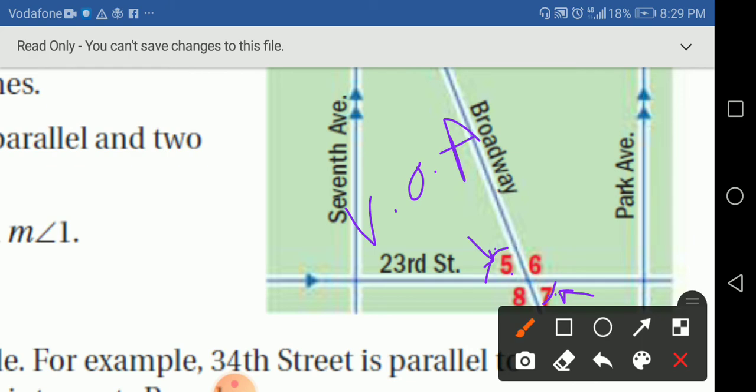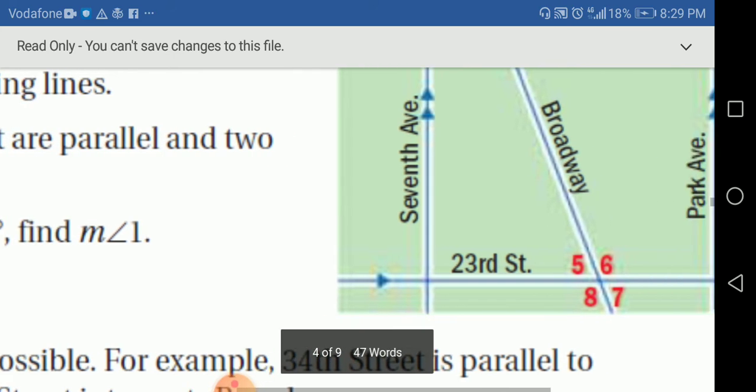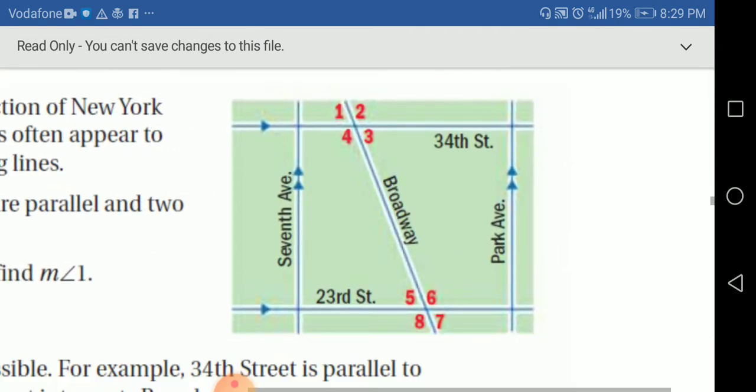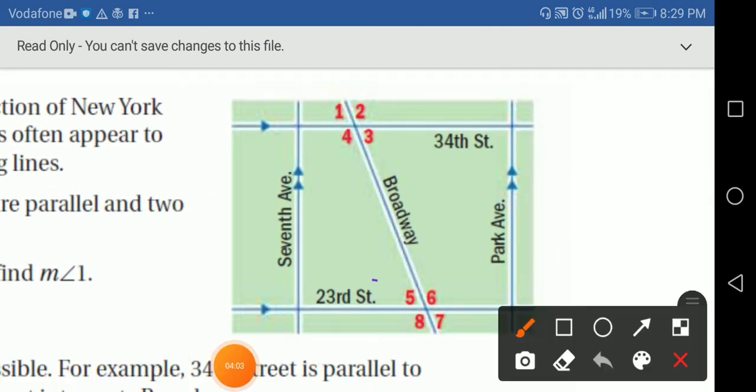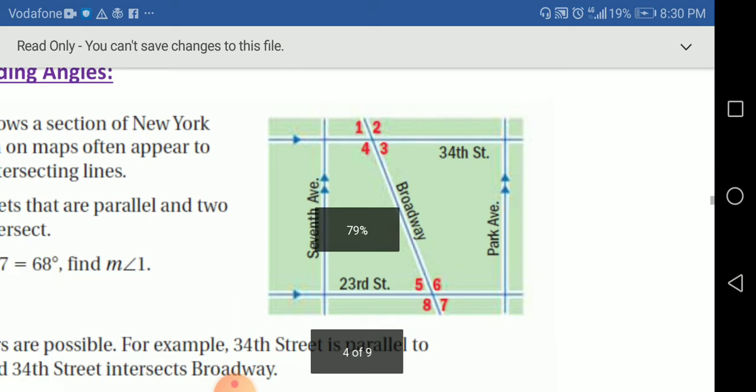This is what we said. They told us that the measure of angle 7 is 68. So we will write 68 here, and this is the same 68. Now he asks me to find the measure of angle 1. I said this is 68, given. So I need to find this, and I have this and this as corresponding angles. When you have corresponding angles, they are congruent, meaning the same measure. So this is 68, very easy.